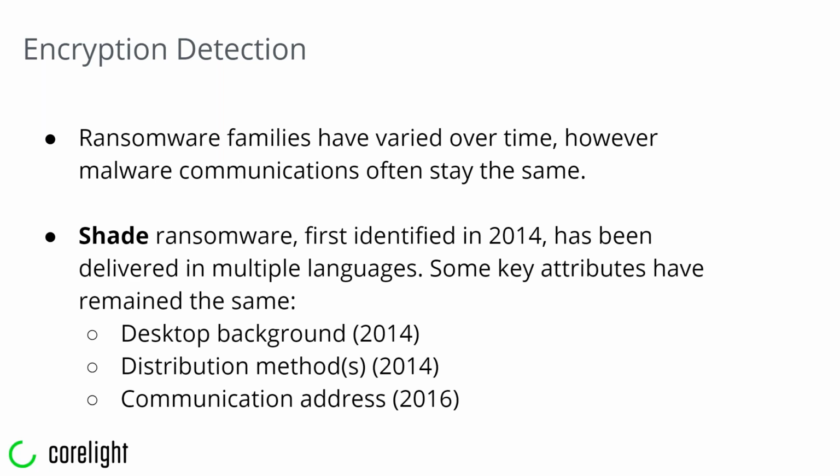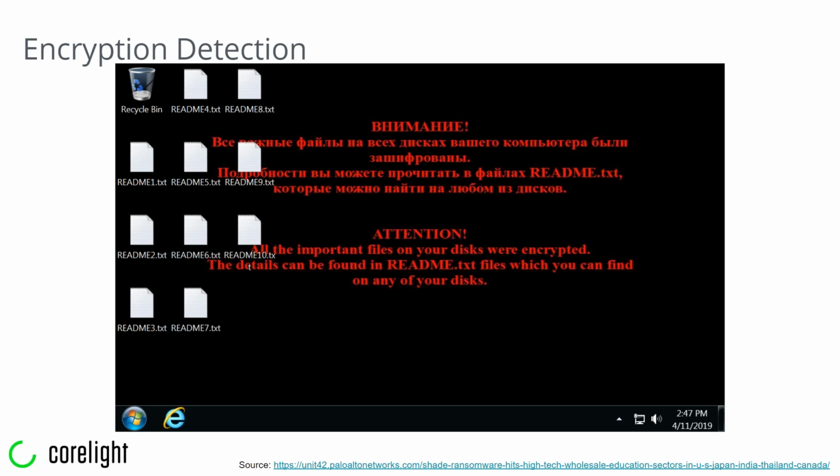It's been delivered in multiple languages. It's a global ransomware family, but oddly enough, despite being that old, there are some things that have stayed the same as Shade has kind of been passed around the world. The big one here, and I've got it on the next slide as Aaron's going to show us, is actually the desktop background. This has stayed pretty consistent for a long time, and hats off to Unit 42 over at Palo Alto for allowing me to borrow this screenshot and put it in here.